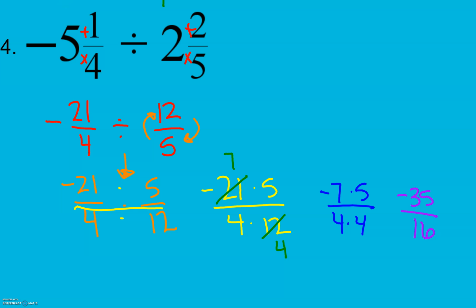Now 35 is greater than 16, so we divide. 16 goes into 35 twice, which is 32. We subtract and get a remainder of 3. So my answer then is going to be negative 2 and 3 over 16.